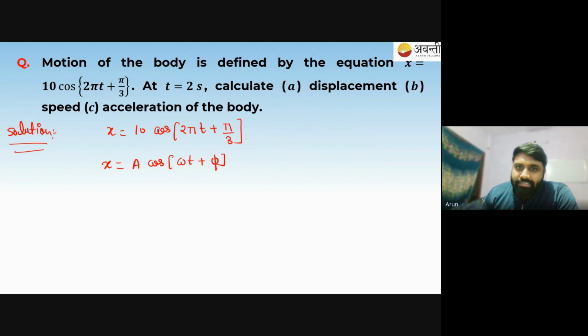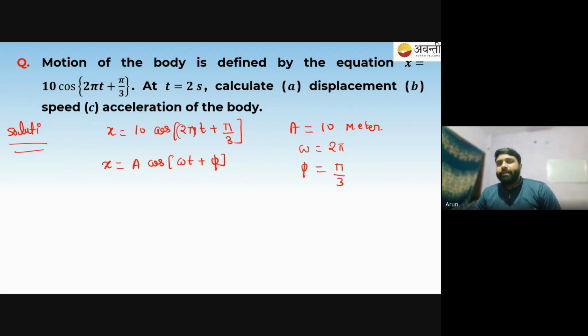So from here you can say that, if you just compare this equation, a is 10 meter. Although it is not mentioned here, this is a distance, this is a length, so we will measure it in meters. So we have considered here that it is given in meters. Omega, which is multiplied with time, so omega here is 2 pi. Okay. Now phi here is exactly given as pi by 3.